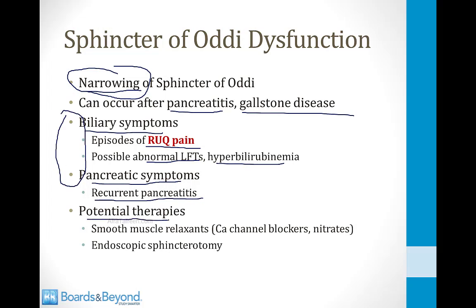There are some therapies that are sometimes employed for people who have sphincter of Oddi dysfunction. Sometimes smooth muscle relaxants are administered, like calcium channel blockers or nitrates, and sometimes via an endoscopic procedure you can do a small sphincterotomy and open up the sphincter of Oddi so that it works better.